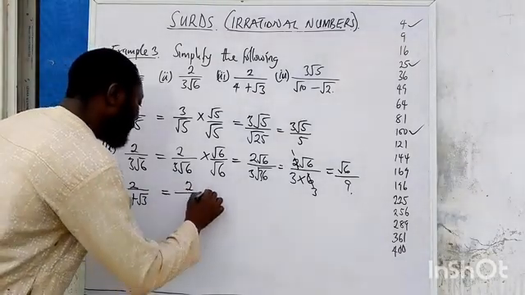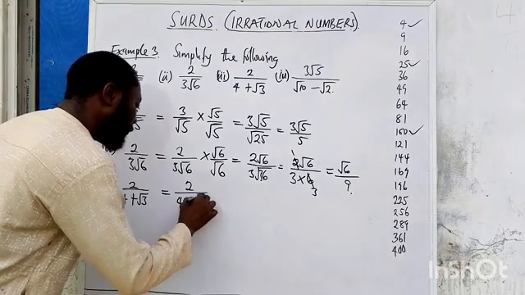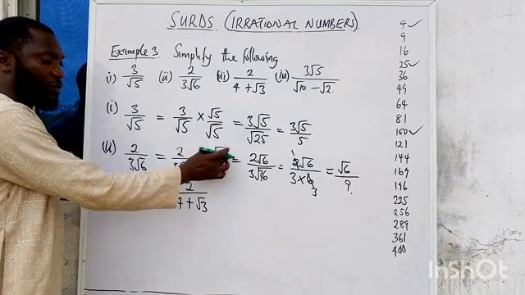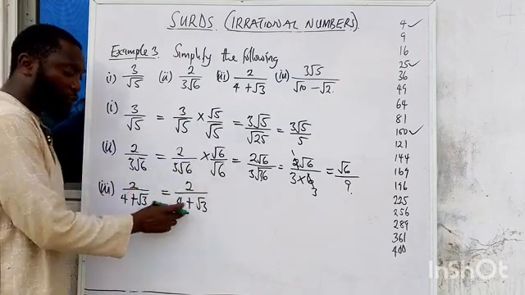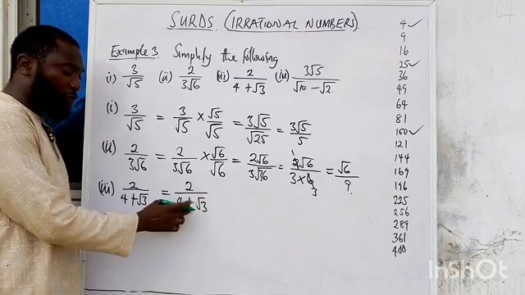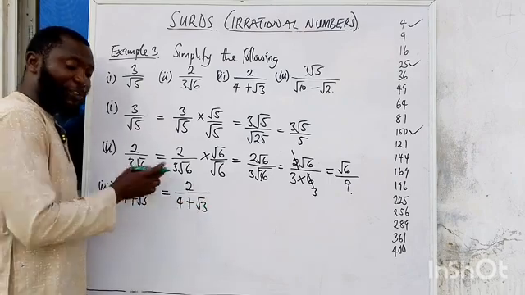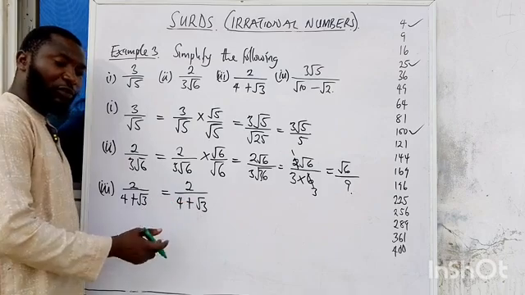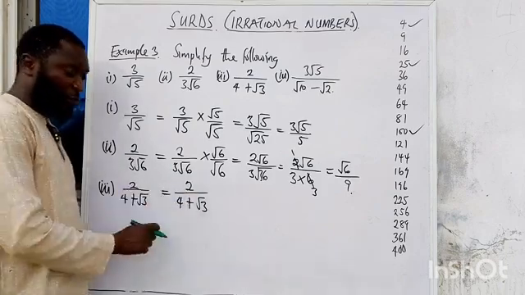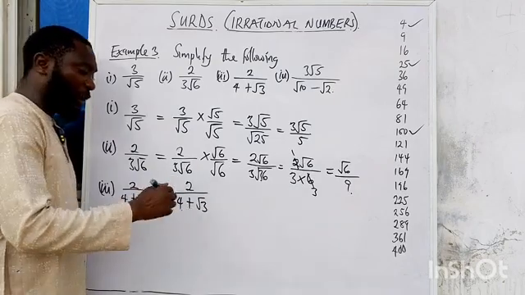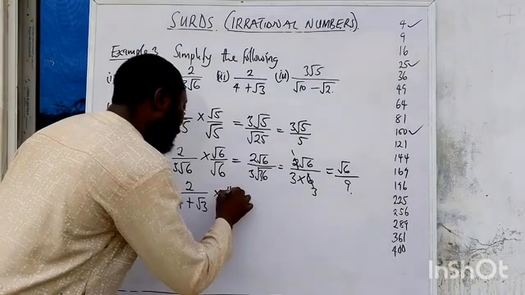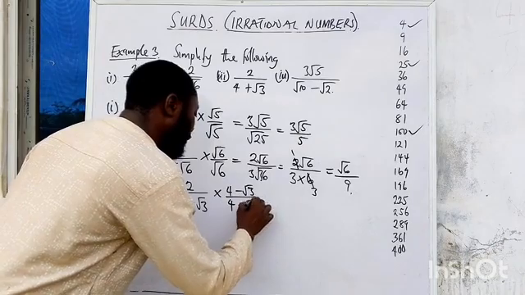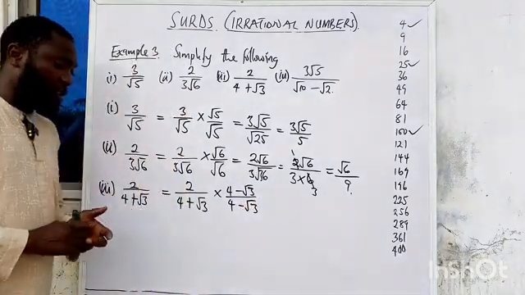We have 2 divided by 4 plus square root of 3. Now, we are multiplying by the conjugate, just like here we used square root of 5, square root of 6. But here now, you are not going to use the same value. If the sign was a minus before, the conjugate will be plus. But here it's already plus, so the conjugate will be minus. So now you multiply by 4 minus square root of 3 divided by 4 minus square root of 3. So that was the conjugate.